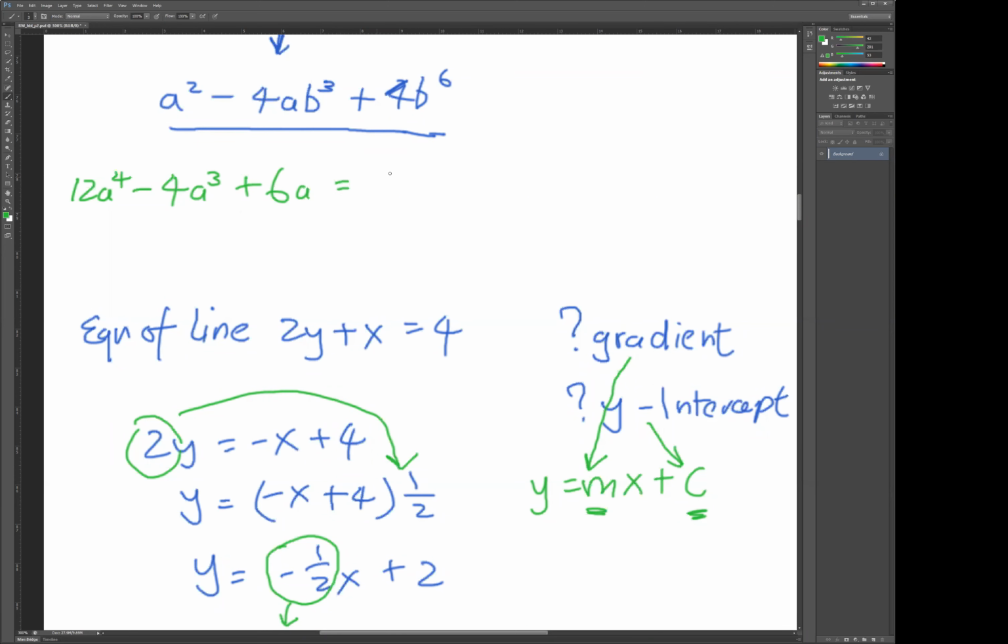So I'm just going to take out 2a. In fact, I can take out 2a to the power of 2, just take out 2a first. 2a to the power of 2. So 4a cubed, 2a to the power of 2.